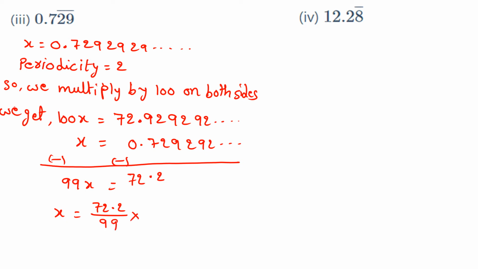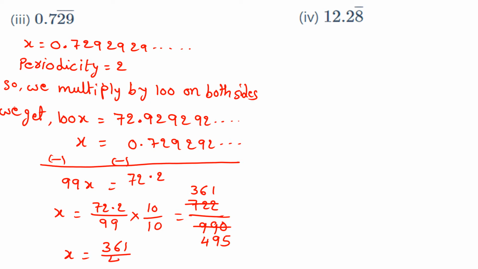When we multiply by 10 here, we get 722 by 990. When we cancel by 2 here: 2 3s are 6, 2 6s are 12, 2 1s are 2, and 2 4s are 8, 2 9s are 18 and 2 5s are 10. So x equals to 361 by 495. Now it is in P by Q form, right?